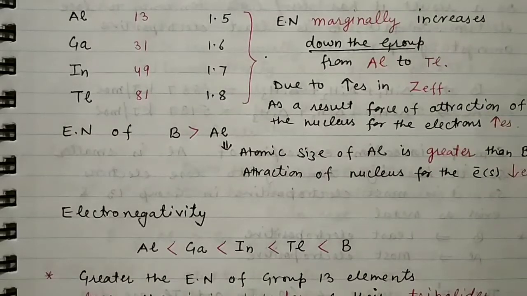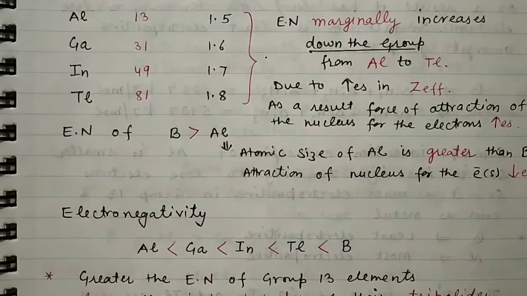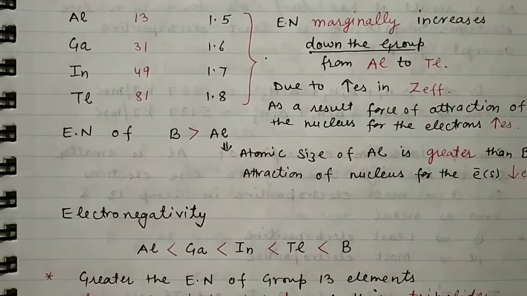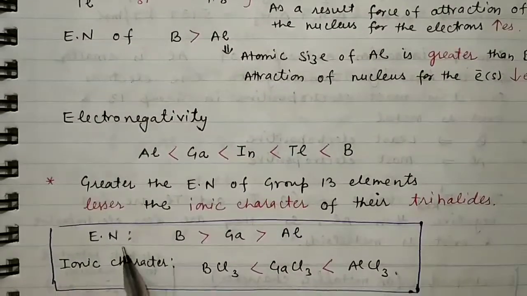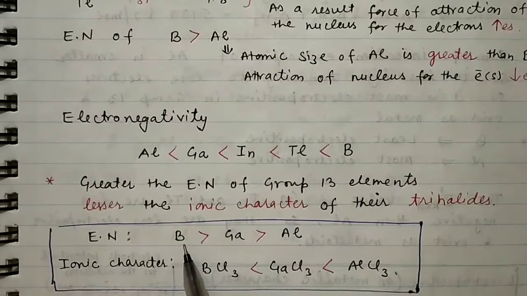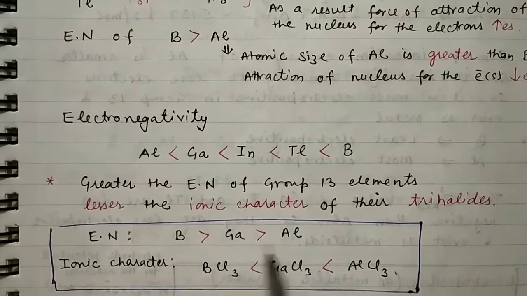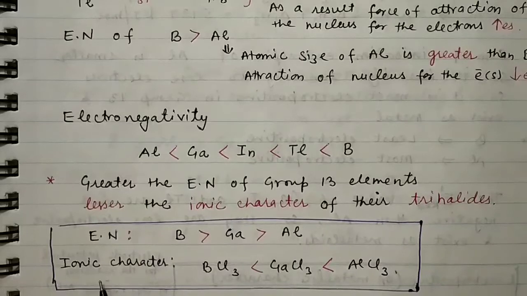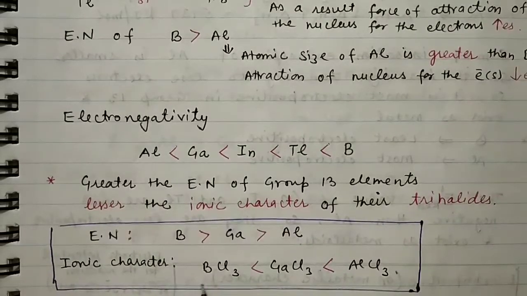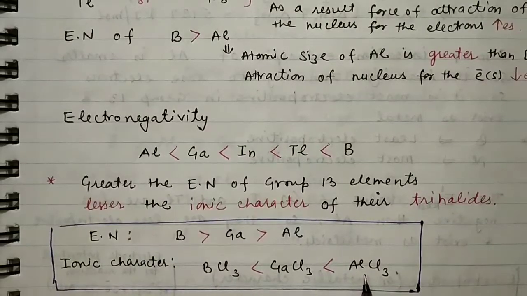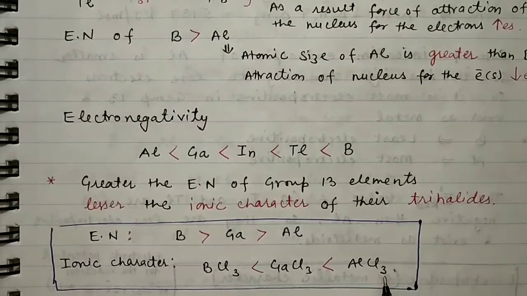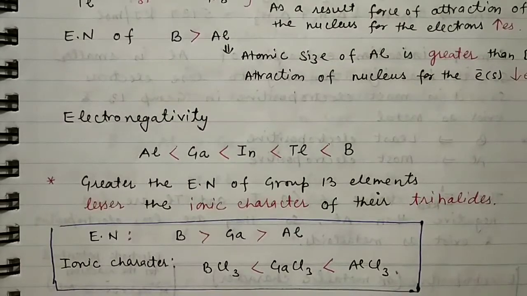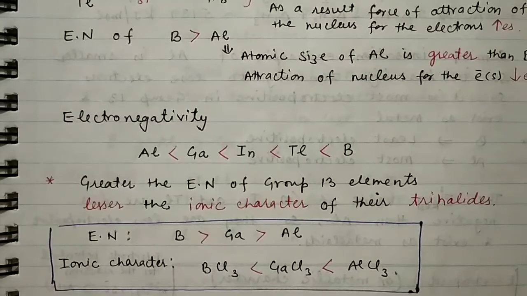So greater the electronegativity of group 13 element, lesser is the ionic character of the trihalides. So the electronegativity value in case of group 13 is boron is greater and aluminium is least. So likewise here the ionic character will be higher in case of AlCl3, because greater the value of electronegativity, lesser will be the ionic character in their trihalides.